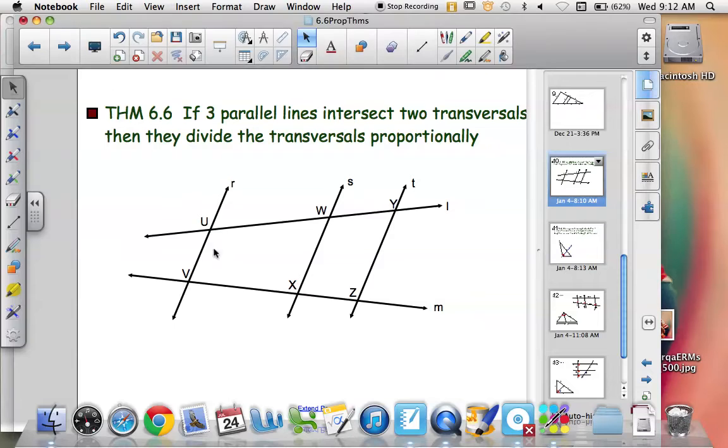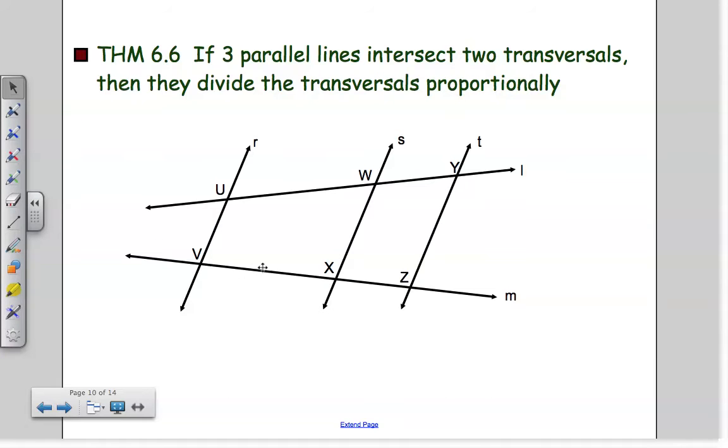In the second part of section 6.6, we're looking at a few more proportionality theorems. This first theorem says if three parallel lines intersect two transversals, then they divide those transversals proportionally. So I want to put some marks here to illustrate what's happening. We have, if three parallel lines intersect two transversals, the three parallel lines must be these three. I'll mark them as such, lines R, S, and T.